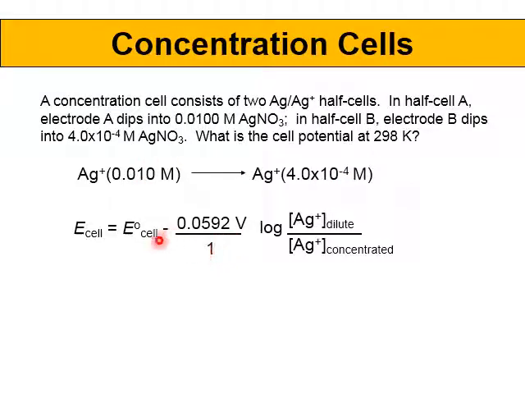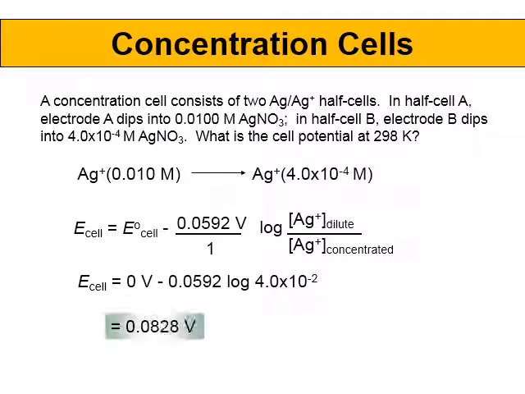E cell you have to find from the equation. Is it given? What is the cell potential? You have to find the cell potential. This one is not given, so put it as 0. Then 0.0592 over 1, minus, times the log of that. Settle that first. The value is 0.0828. Make it into 3 significant figures.